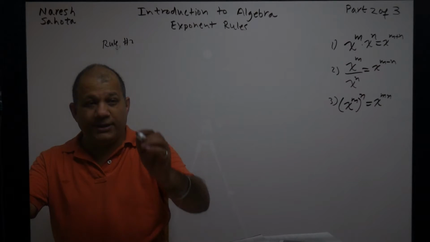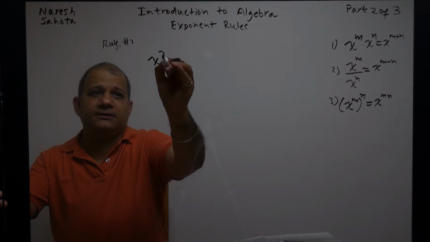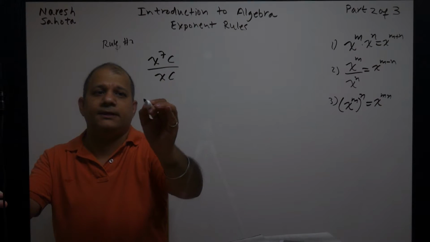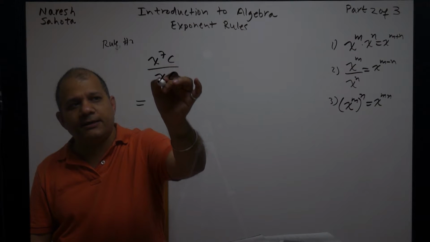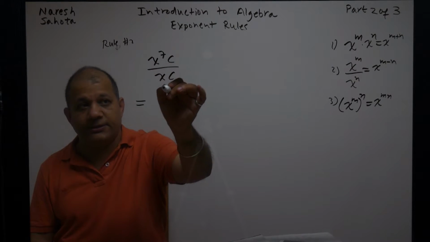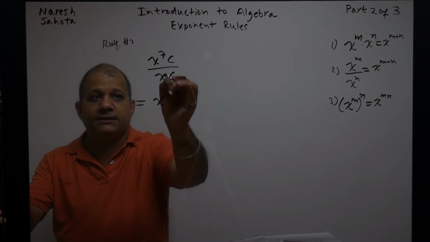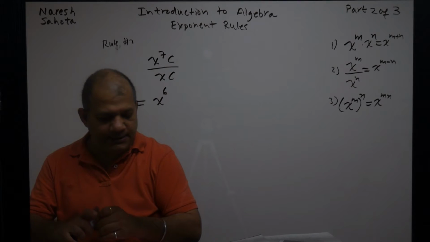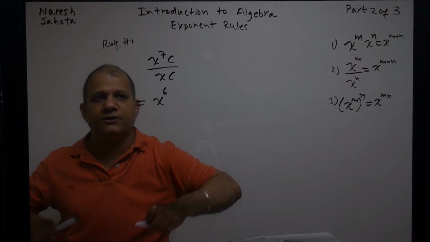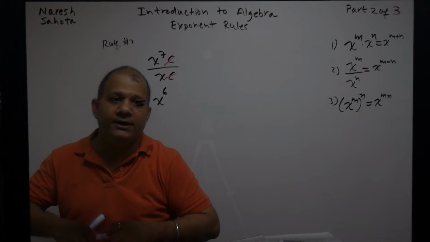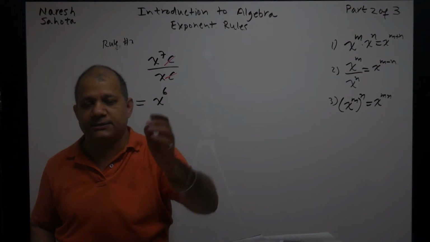Alright, so now let's sort of mix things up. Okay, so what if we have x to the 7c divided by xc? So here recognize that we have same bases, x is here and the c is here. So this would be x to the 7 take away 1, that's 6. And the c's I can actually cancel. So c divided by c, that's 1. So the answer is x to the 6.